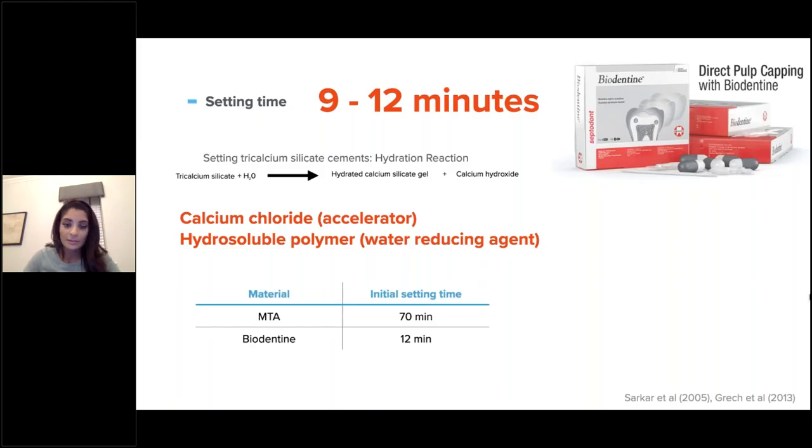And it's a big advantage because it means that we can actually finish the treatment maybe in one session, compared to MTA, where we have to put a damp cotton wool pledget onto it and return and finish treatment at a separate stage.